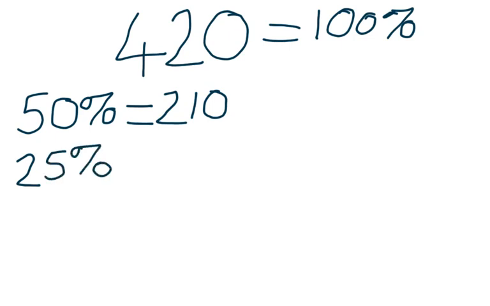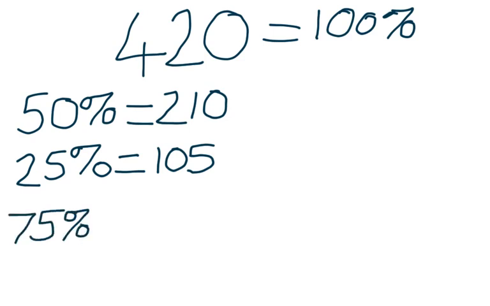25%, that's half of my half, or divide my whole number by 4, but I think it's easier to half my half. So half of 200 is 100, half of 10 is 5. Add those together, 105. 75% is a half, add a quarter. So it's these two added together. Easy. 200 and 100 is 300, 10 and 5 is 15. So it's 315.